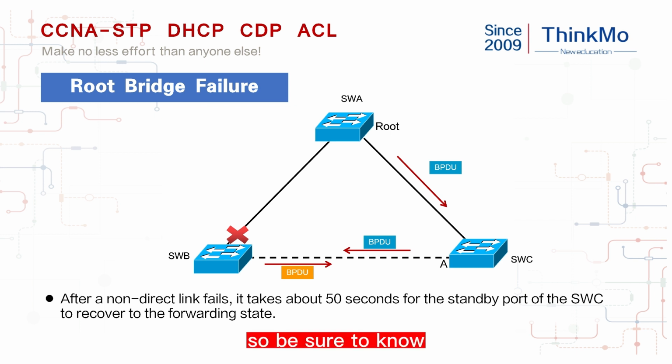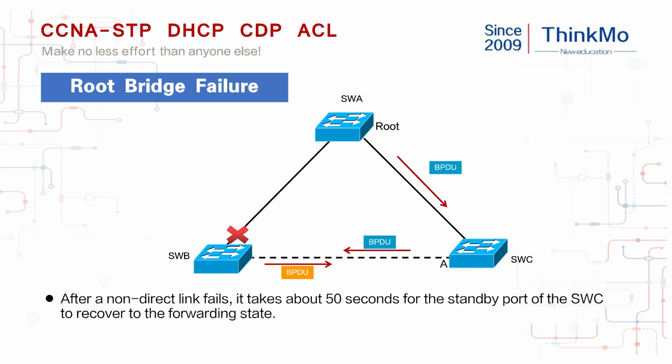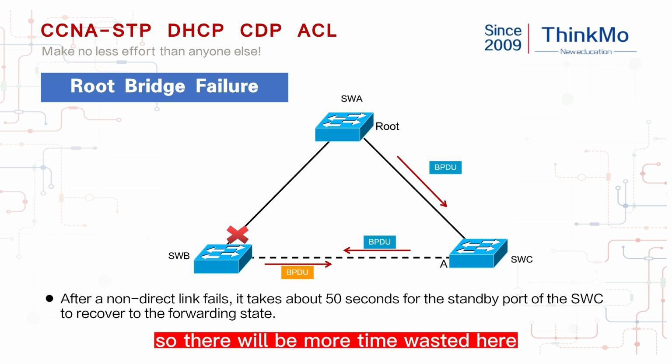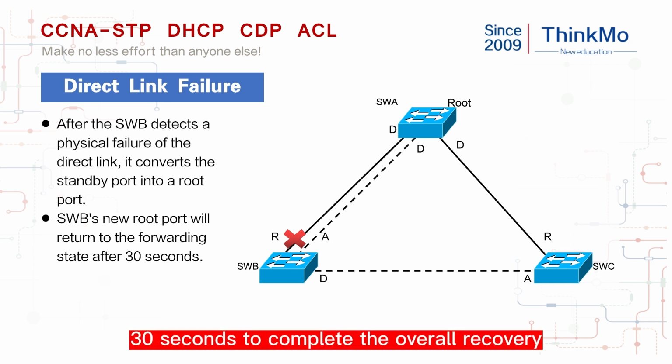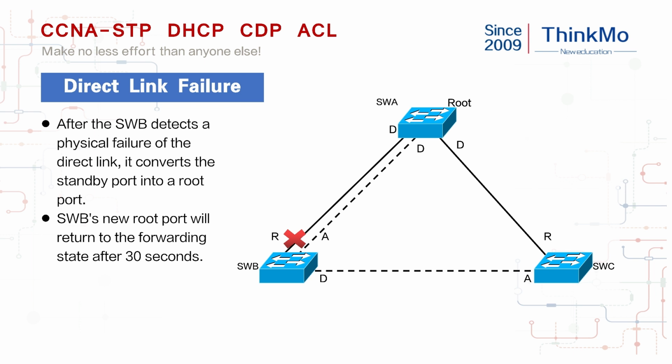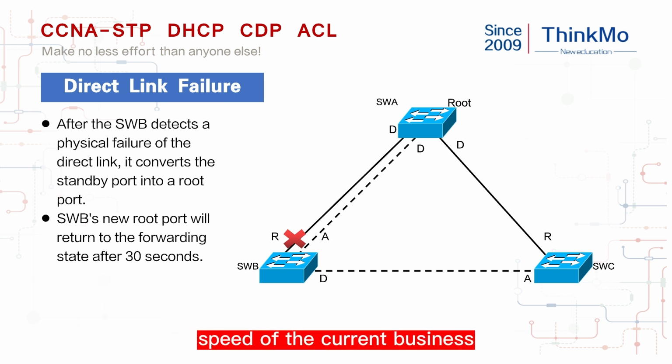So be sure to know, when device B fails to receive the message, it will consider itself the root again. So there will be more time wasted here. For the whole STP, the fastest is 30 seconds to complete the overall recovery. Therefore, STP is not suitable for the overall forwarding speed of current business, because it's too slow. The recovery time is too long.